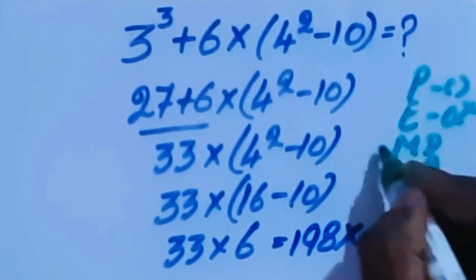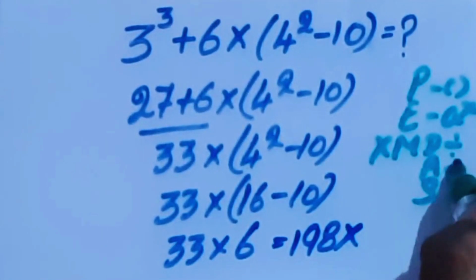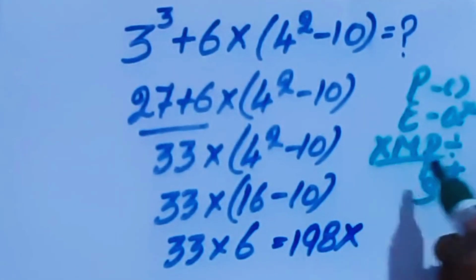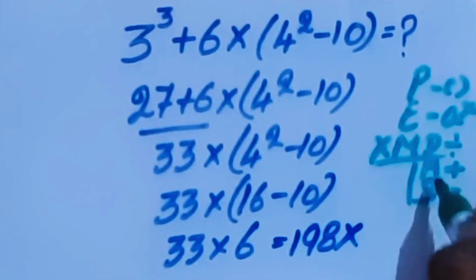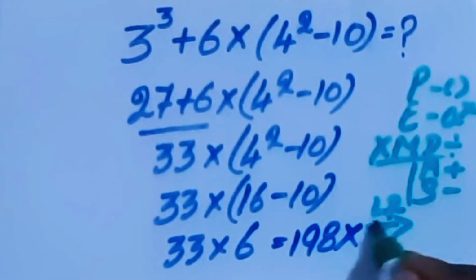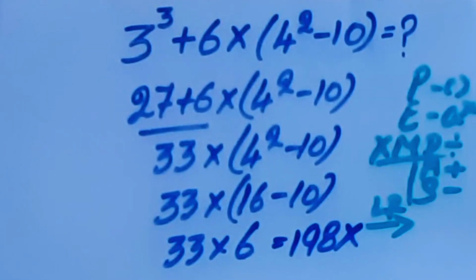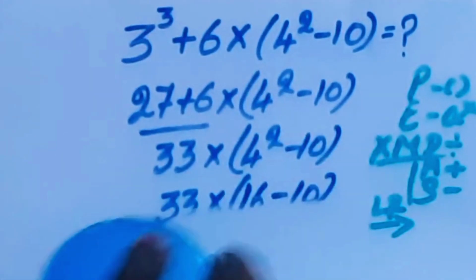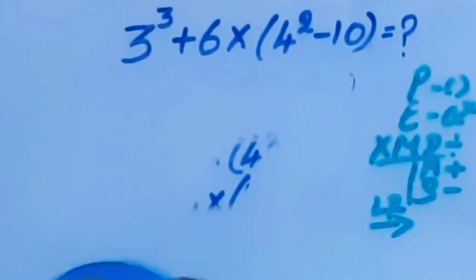This is the exponent. M stands for multiplication, D stands for division, A stands for addition, S stands for subtraction. Here multiplication, division both are equal priority. Also this addition, subtraction both are equal priority. For this equal priority, we are going to introduce this left to right rule in the problem. Now we are going to solve this problem in correct order by using this order of operations PEMDAS.